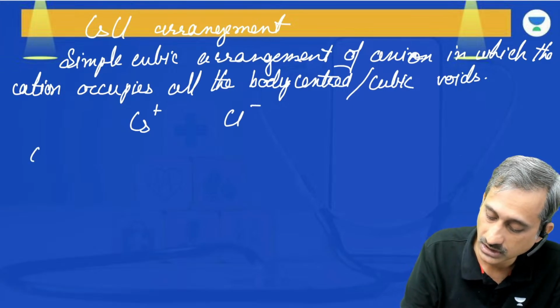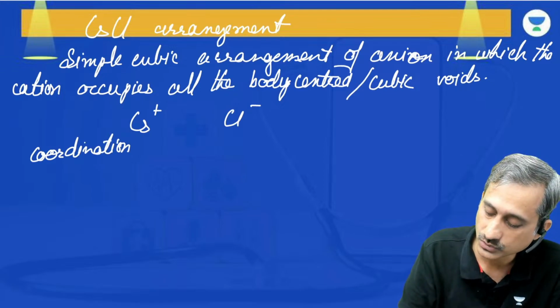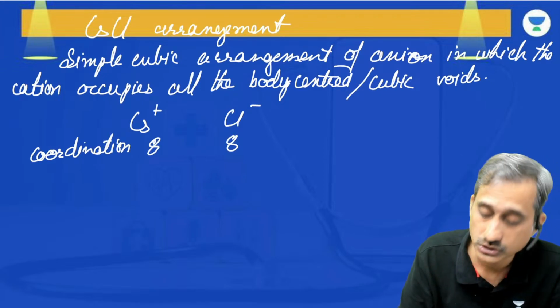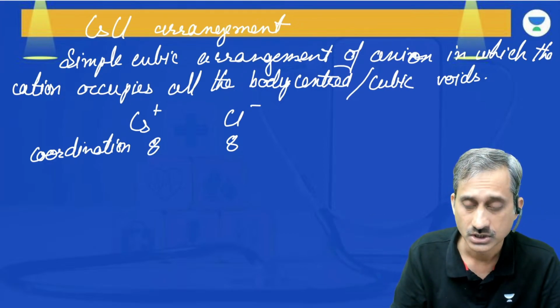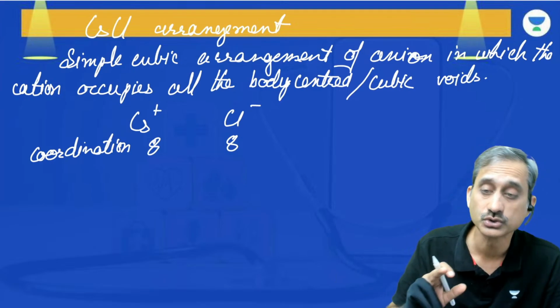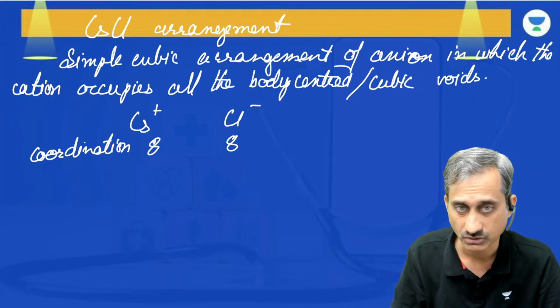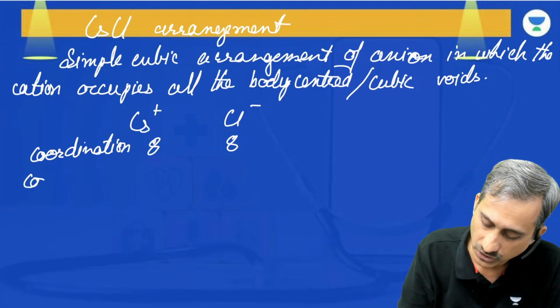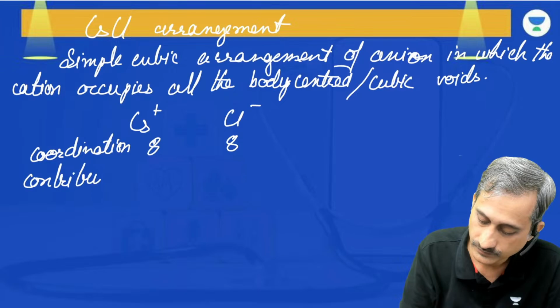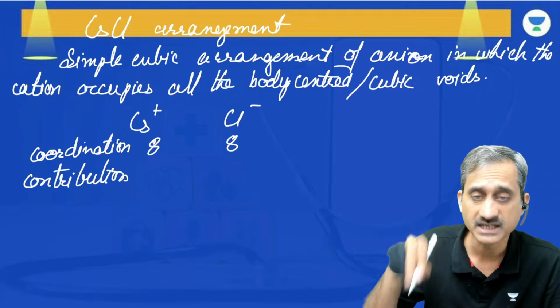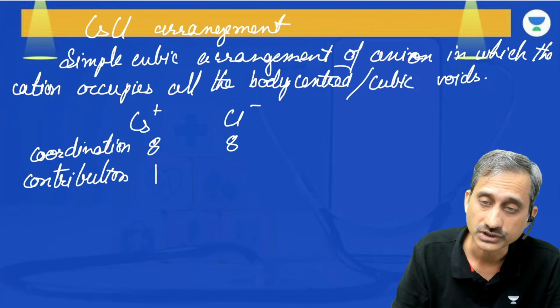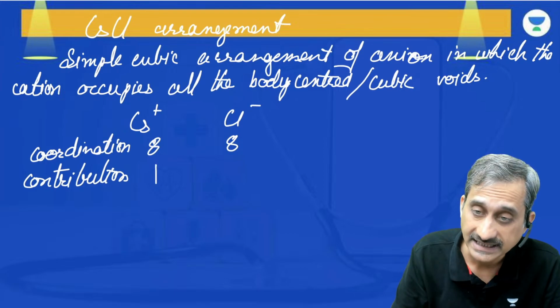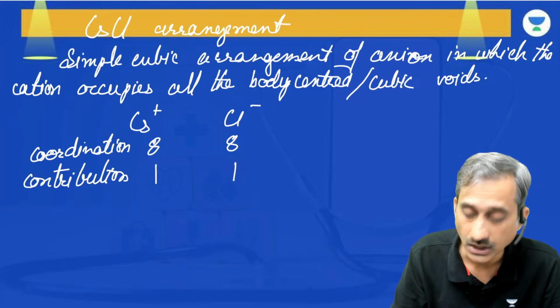Now, when we talk about the coordination, cesium ion is going to have a coordination of 8 and chloride also is going to have a coordination of 8, because each corner of the cube is a part of 8 cubes. So if this corner is touching one cesium ion, it's going to touch 7 other cesium ions. So its coordination would turn out to be 8. Now when we talk about the contribution, cesium occupies the body center, so its contribution is 1. Chloride occupies all the corners and each corner has a contribution of 1 by 8. So 8 corners will have a total contribution of 1.